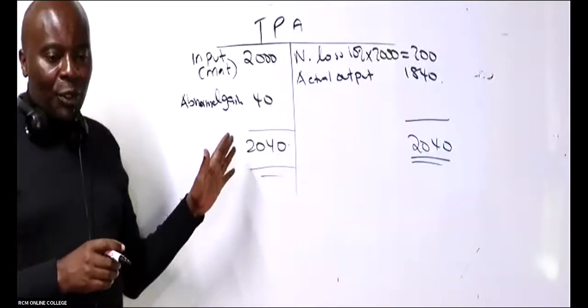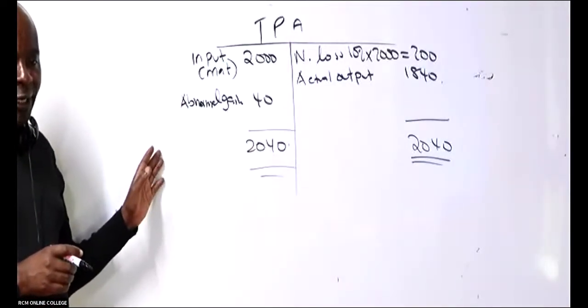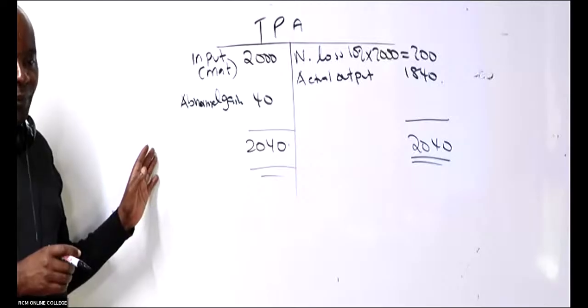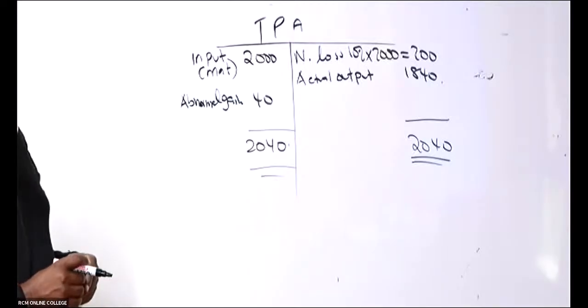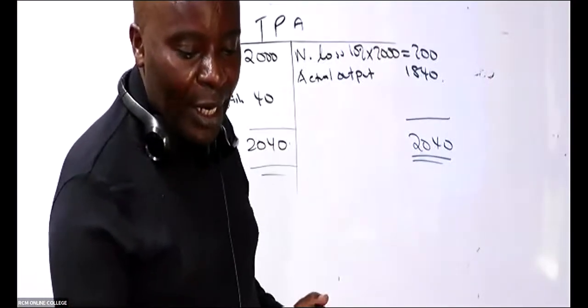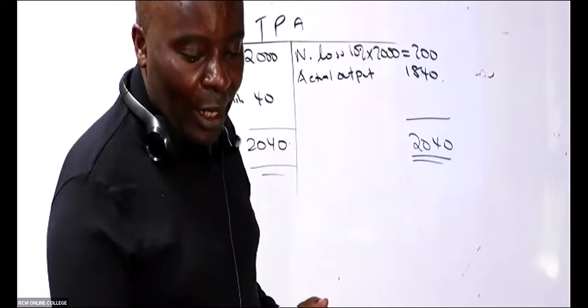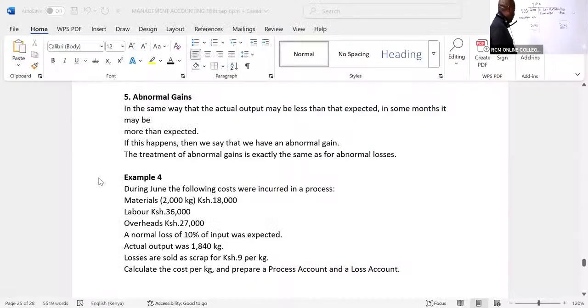So up to here, ladies and gentlemen, are we together? Are you able to follow up to here? Are we together? Yes. Thank you so much. Then after that, we should be able to go ahead and do a process account. Very easy, easy peasy.